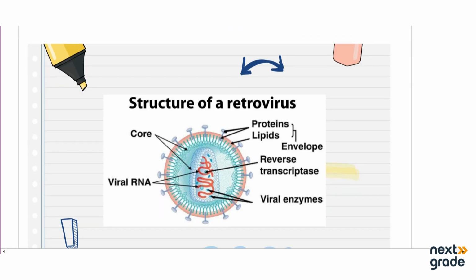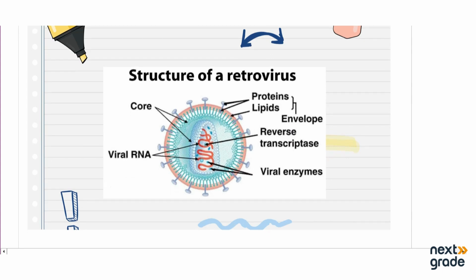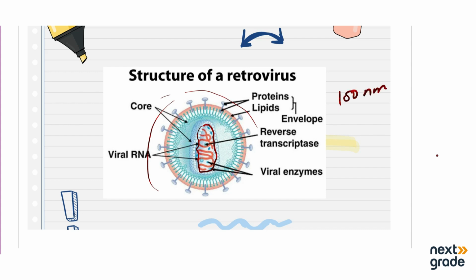So as you can see here is what the structure of a retrovirus looks like. There is a single strand RNA here. A single strand RNA tumor virus, which also includes the retrovirus, is spherical in form. They look spherical, right? They are 100 nanometers in diameter and are enveloped by the host plasma membrane. See, there is a host plasma membrane.